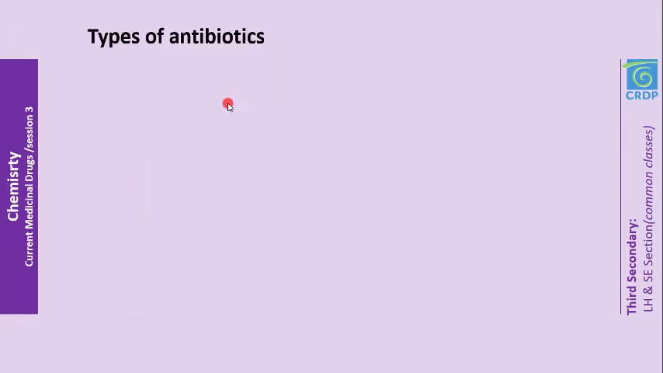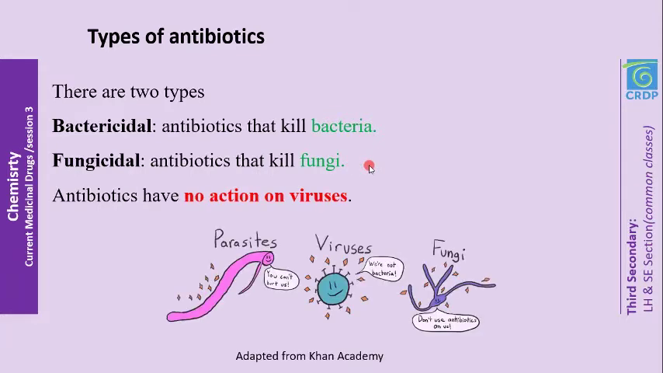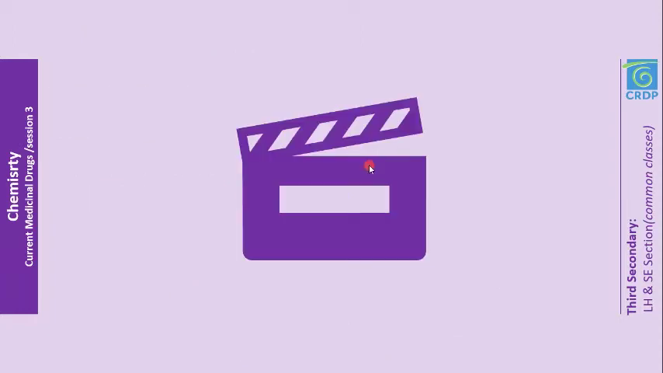Antibiotics are classified into two types. Number 1, bactericidal, and number 2, fungicidal. The bactericidal are antibiotics that kill bacteria, whereas the fungicidal are antibiotics that kill fungi. Antibiotics have no action on viruses. Now we'll watch a video that will explain the role of bacteria.